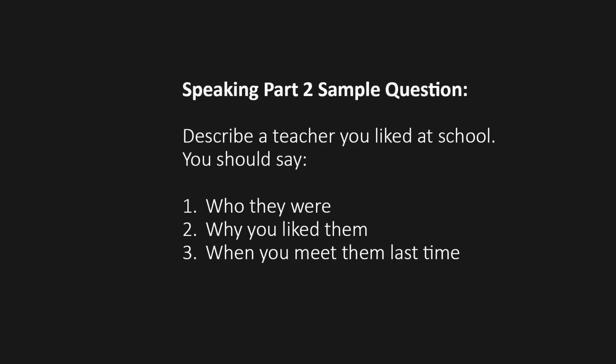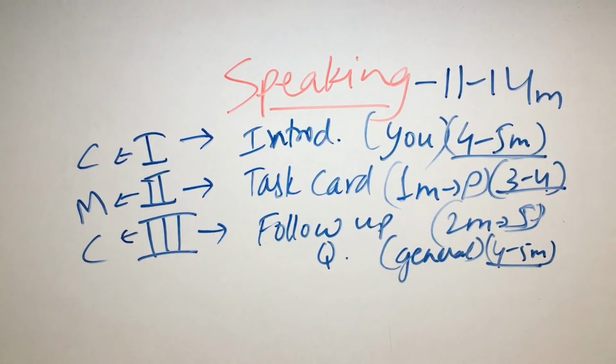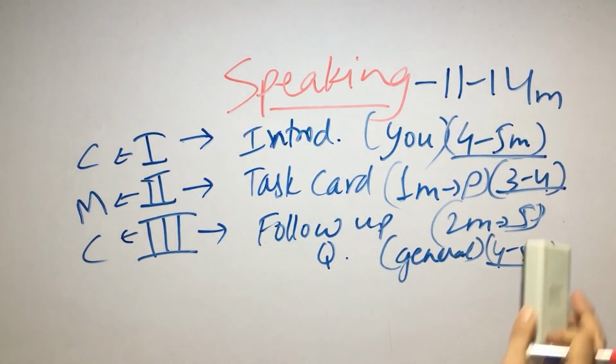And finally, you will see question 3, sample part 3 questions, and they will be based on the question we have seen earlier, that is the cue card. Is teaching preferred by youngsters in your country? Are private schools more famous than public schools in your country? And similar questions, because we were talking about teaching and schools in our country, hence these kind of questions might come up. Wonderful. I hope you get a clear idea of speaking.